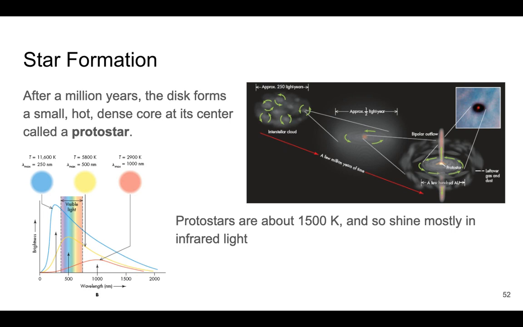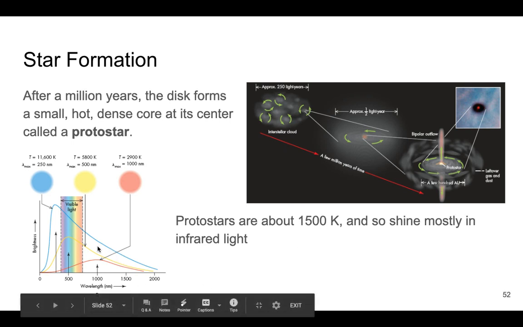So after a million years or so, the disk forms a small hot dense core at its center, and we call this a protostar. Protostars are about 1500 Kelvin, so they shine mostly in infrared. 1500 Kelvin seems hot compared to day-to-day temperatures, like room temperature is about 300 Kelvin. So this is fairly hot, but it's not hot compared to a star. In this star, we don't actually have hydrogen fusing into helium in the core yet. It's getting hotter because everything's collapsing, but it's not technically a living star yet.